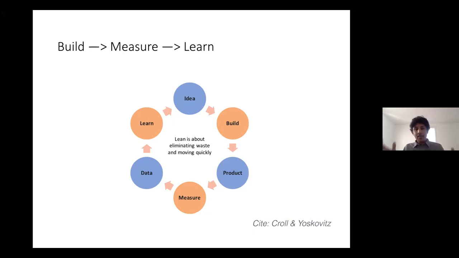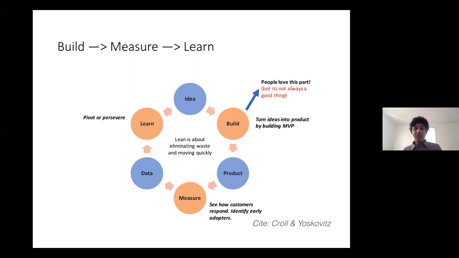So there's this concept of build, measure, learn when you're trying to take a company or a product to market. Let's say you have an idea, you want to build something. You build it, you get a product, and then the next step is you need to measure that product. You need to measure how it performs. You get data from your measurements, and then you learn from that data, and then you go back and perfect your idea.